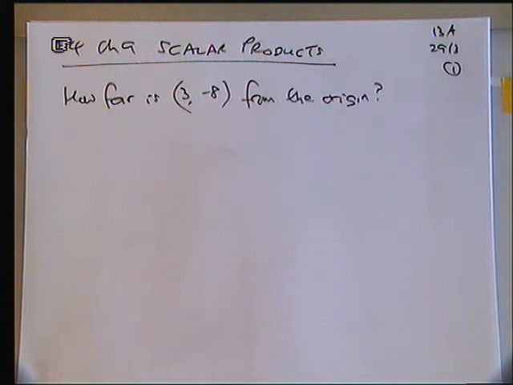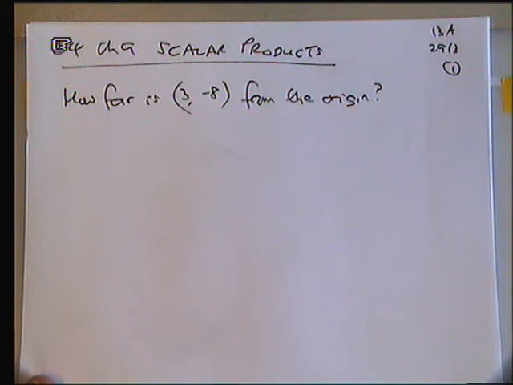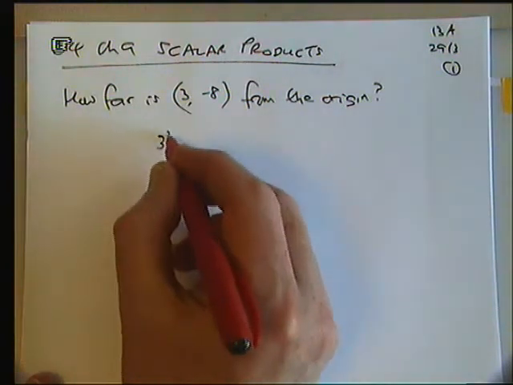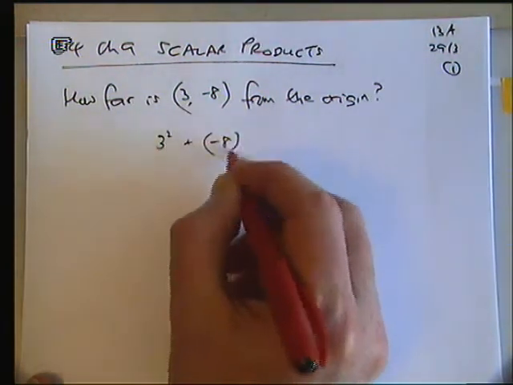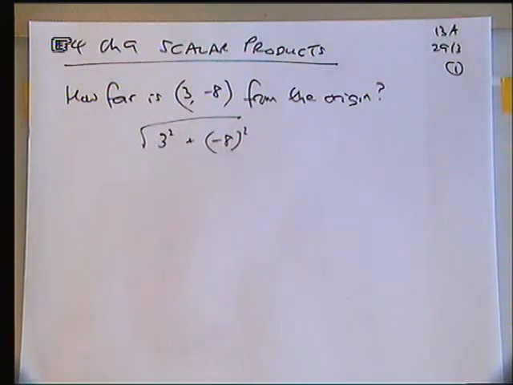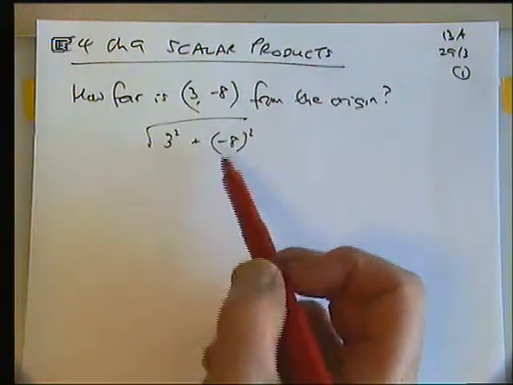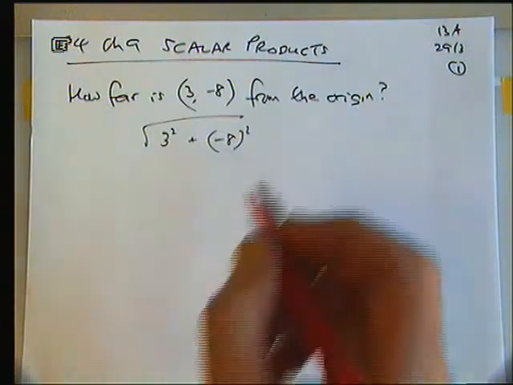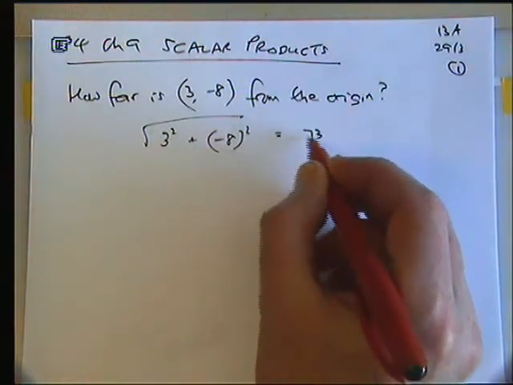The first one, how far is the coordinate point (3, -8) from the origin? So it's sort of GCSE work really. How would I find out how far (3, -8) was from the origin? 3 squared plus the negative 8 all squared, added together, square rooted. Yeah, it's an application of Pythagoras' theorem. Because from the origin, you went 3 right and 8 down. So it's a right angled triangle. If you do that, you get root 73.